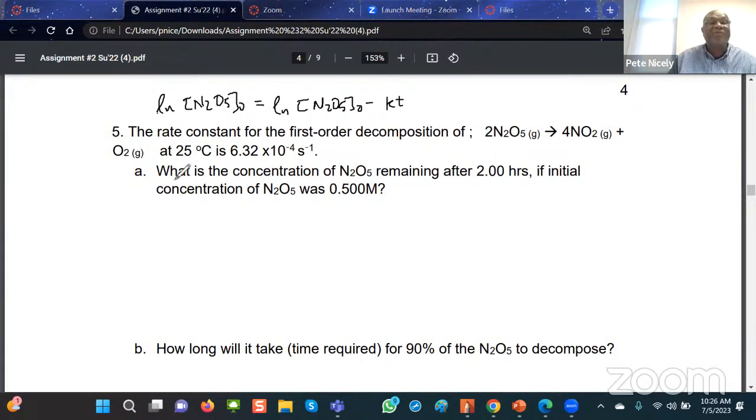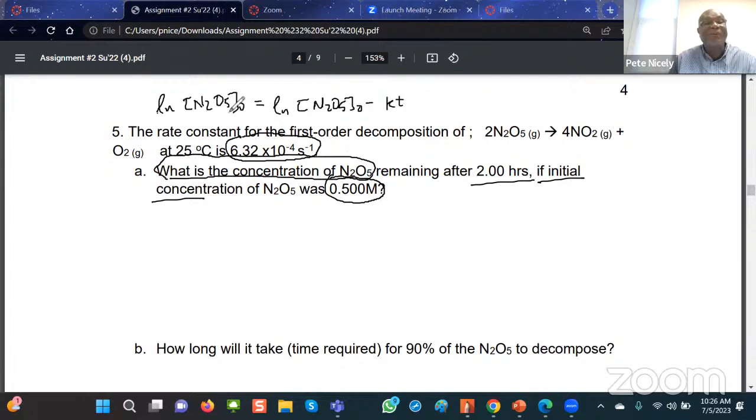Okay, so let's look at what the question has given us in the A part. The question says that the initial concentration of N2O5 is 0.500 M, right? The question also gave us the rate constant, which is 6.32 times 10 to the minus 4 seconds to the minus 1. And the question gives us the time, 2 hours, all right? And the question is asking, what is the concentration of N2O5 remaining, all right?